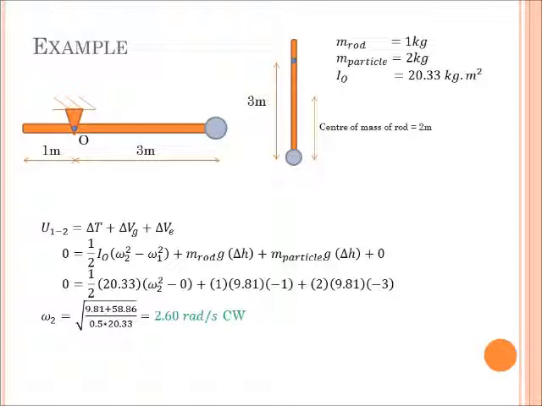We have gravitational potential energy in the rod and particle. There is no elastic potential energy in this problem. And this problem is quite straightforward, so we simply substitute all our variables into the equation. Note that the change in height is negative because the rod and particle have traveled below the initial horizontal datum. In the end, we get omega at the vertical position to be equal to 2.6 radians per second. This is clockwise, which is determined just by looking at the diagram.